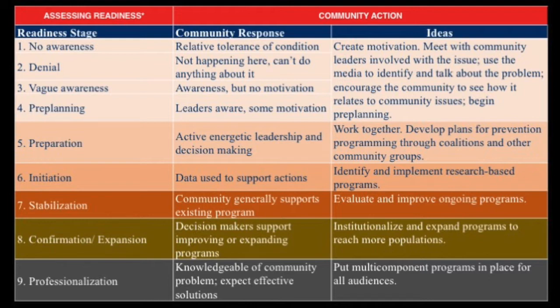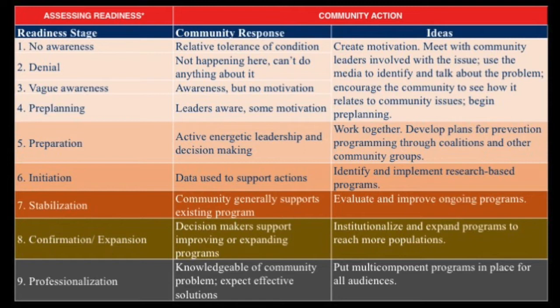At that point, of course, you cannot implement a program if nobody knows even about the problem it's supposed to solve. The second stage is denial. The community may know about the problem, but they don't see it happening in their community. It's not happening here. We can't do anything about it. That's the denial stage. The third one is vague awareness. Maybe they know about it, they think it's possible, but they don't see it as an issue in the community.